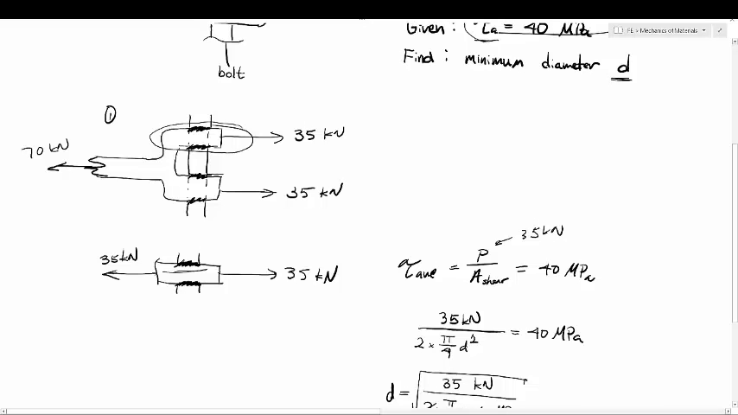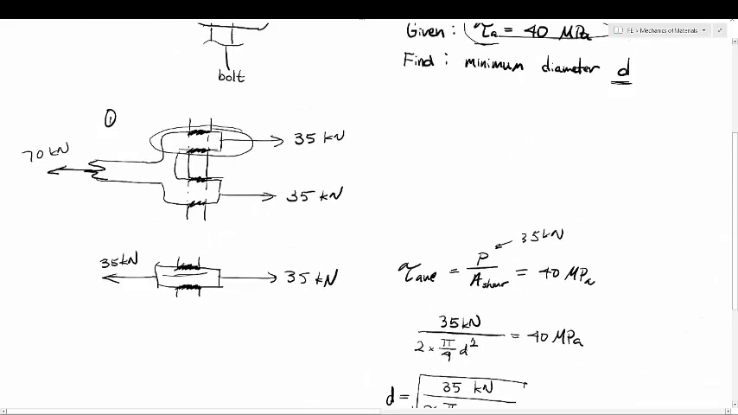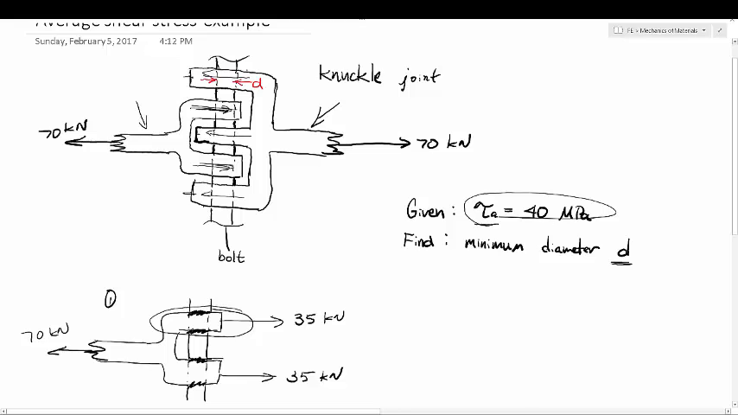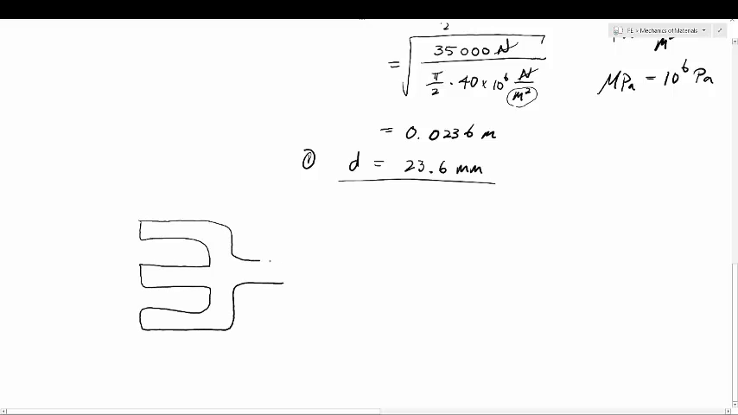So I'll call that case 1. For case 1, my minimum diameter is 23.6 millimeters. Okay, so what happens if we analyze the right-hand side of the knuckle joint? I'll just draw the right-hand side. We have a load of 70 kilonewtons going to the left.